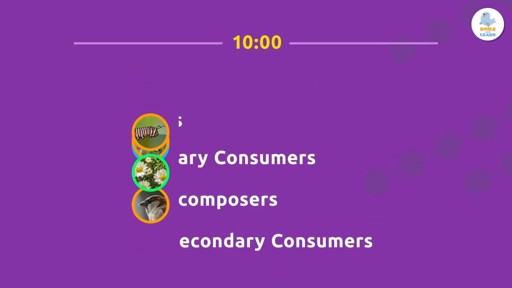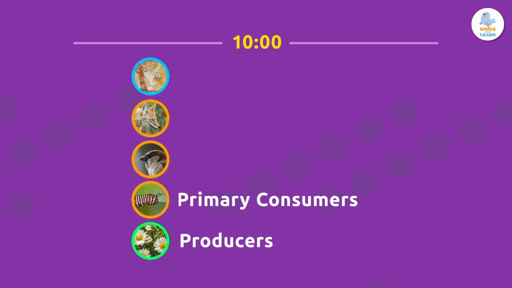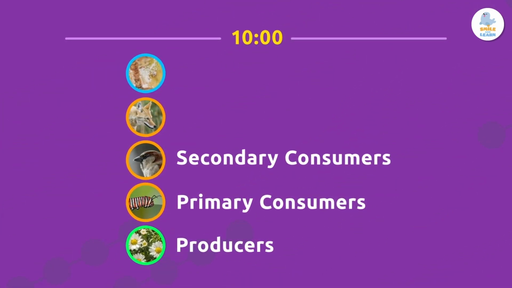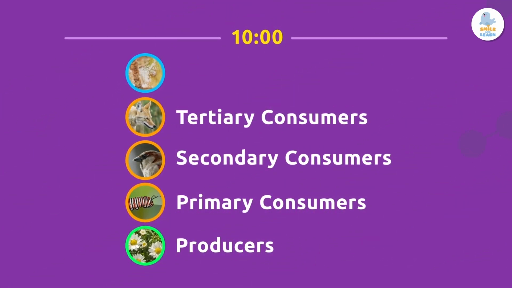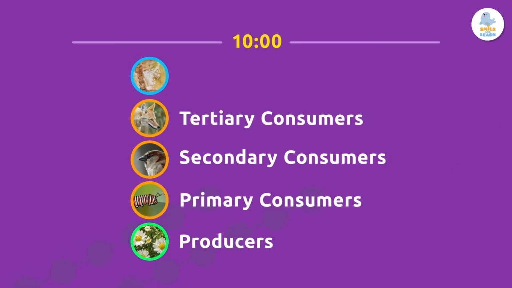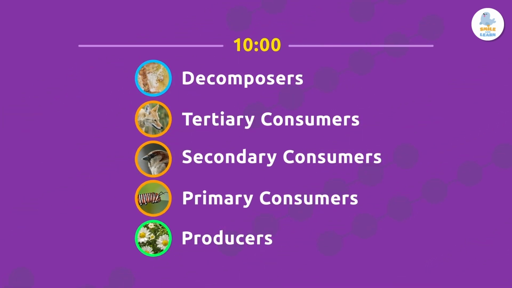Got it? Let's see if you have it right. First, we have the producers. Producers are eaten by primary consumers. Primary consumers are eaten by secondary consumers. And secondary consumers are eaten by tertiary consumers. And who makes sure that the cycle starts all over again? Exactly! The decomposers. They do so by eating the tertiary consumers.